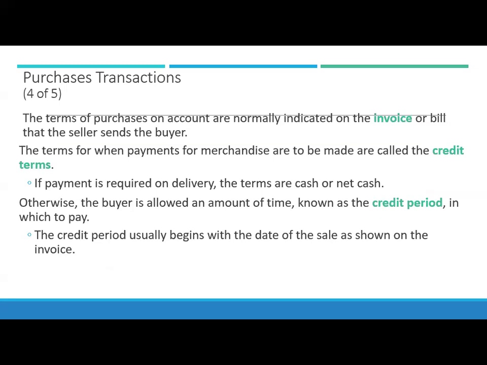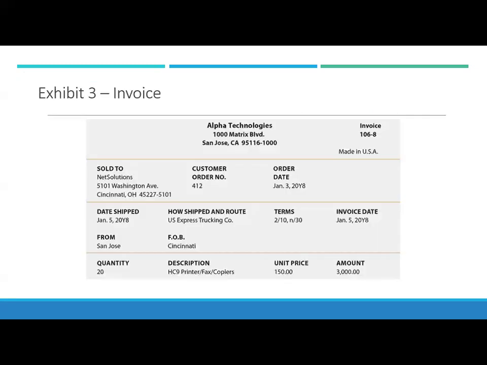The terms of the purchase are indicated on the invoice. That's the document that goes with buying or selling the goods. It shows the date on which the transaction occurred. It shows the payment terms, also known as the credit terms, and it also shows the credit period and any discounts that might apply for paying early. And this is what an invoice looks like, and it's important to be able to read these and know what the terms mean.